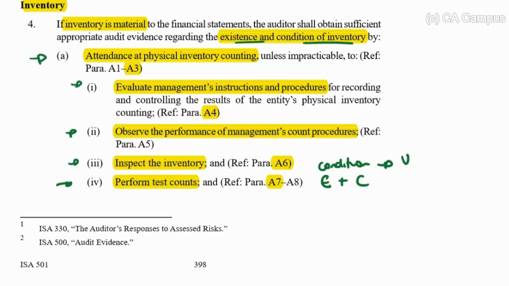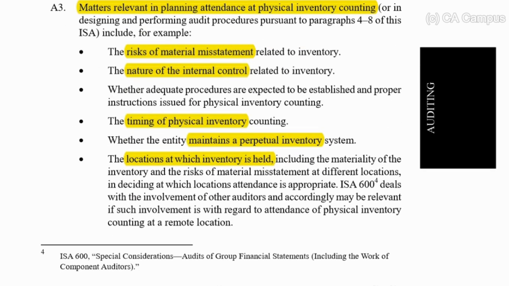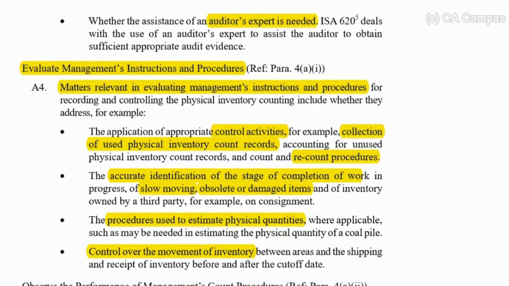So let's quickly have a look at these paragraphs. A3 says the matters that we need to consider when we actually go to it are the risks, the nature of the controls, the physical timing, whether they have perpetual inventory, all the different locations at which they hold inventory, and whether we do need an expert. And this would potentially be if there is manufacturing. Because determining the value of that manufacturing inventory could be a little bit more tricky. So that would be both your finished goods and your work in progress values.